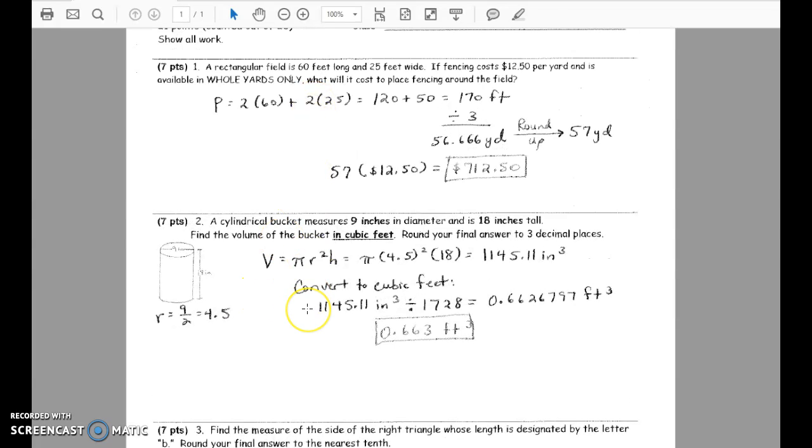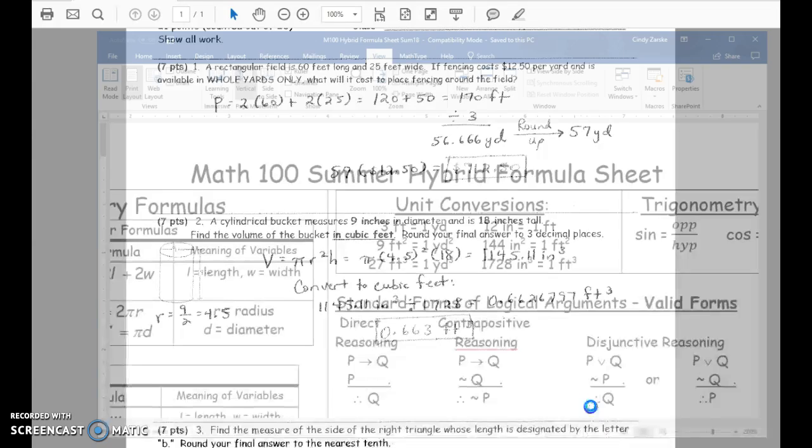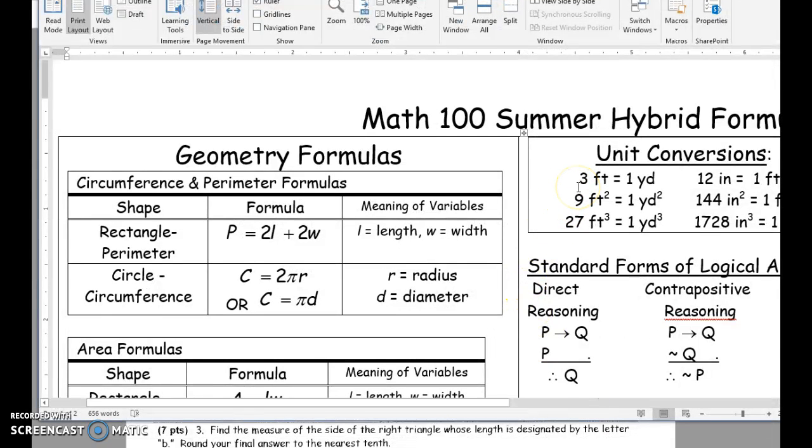On both problems 1 and 2, you needed to do unit conversions, and those conversions are on your formula sheet. In problem 1, our answer comes out in feet, but we need yards. So we're going to have to convert feet to yards. To go from feet to yards, we have to divide by 3.